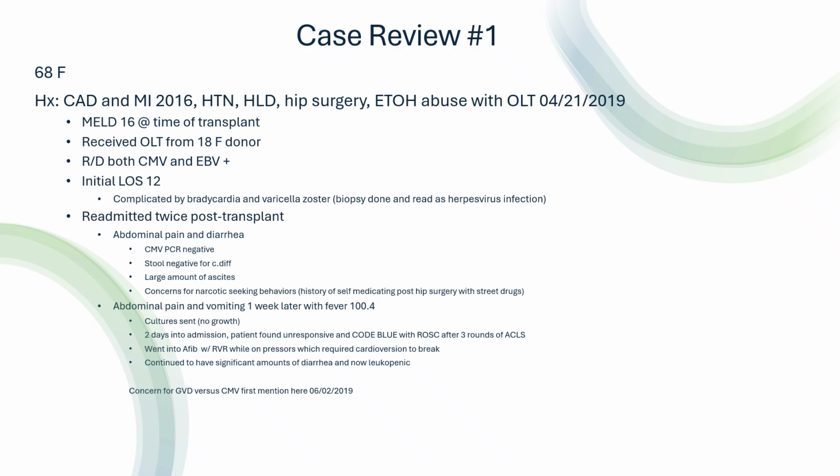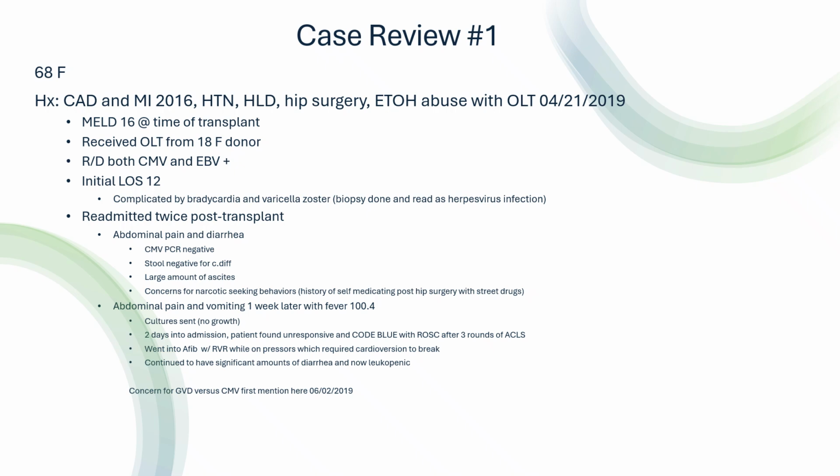We did have some concerns that were noted in her chart by multiple providers, nurses, everybody, regarding narcotic-seeking behavior. She had a history of some drug abuse post hip surgery. She didn't feel like she was being medicated well enough, and so that was mentioned in her chart a couple of times. I don't know necessarily that it played into the diagnosis there, but I think it's interesting, just given her whole picture, it tells you that there was a lot of things happening there.